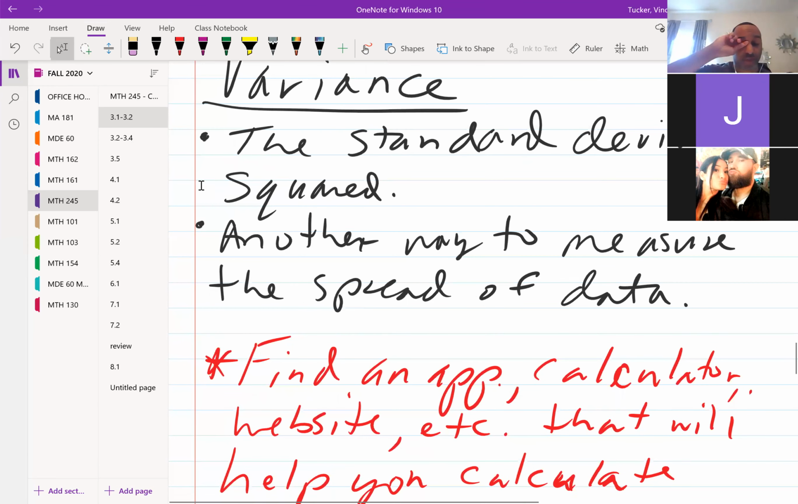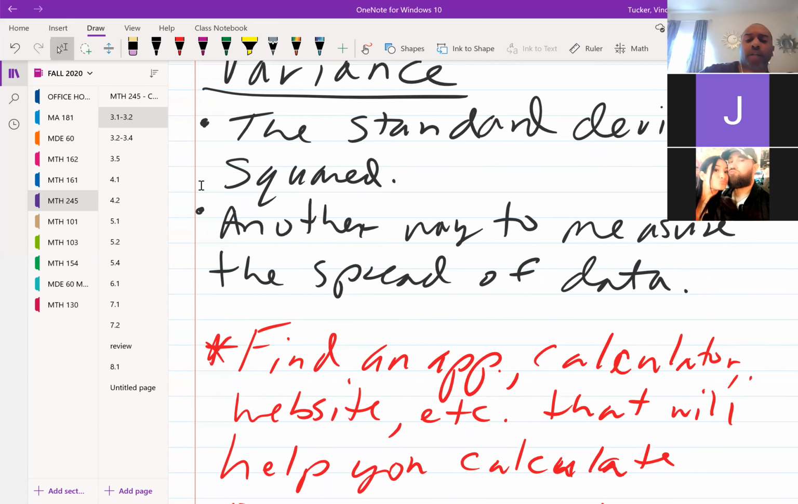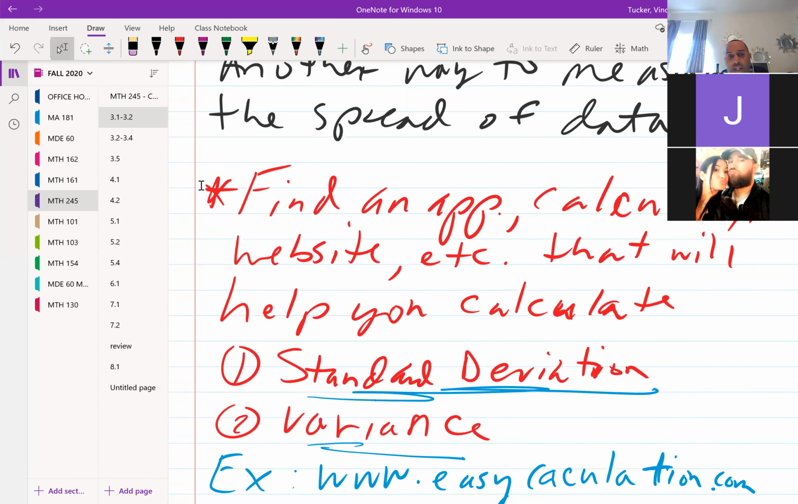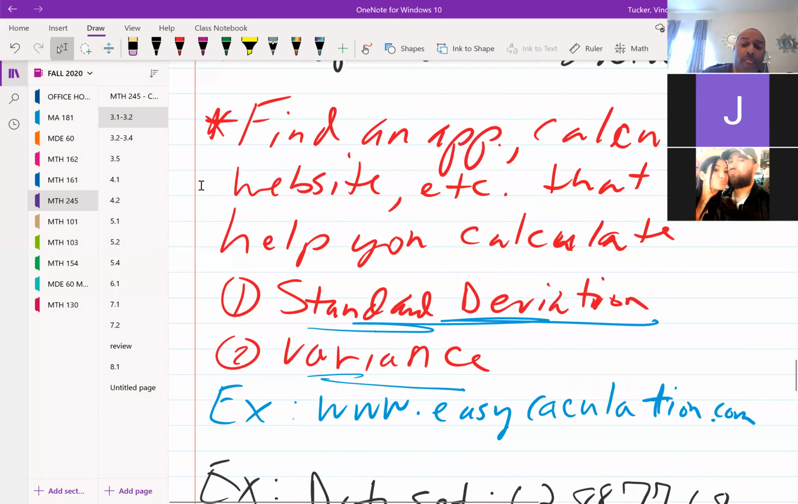All right, so this book doesn't emphasize the calculation of the standard deviation or variance, but the application. So what I need you guys to do is find something that is reliable for you, whether it's an app, calculator, website, or something of that nature that will calculate the standard deviation and the variance. One that I know that works fine is easycalculation.com.